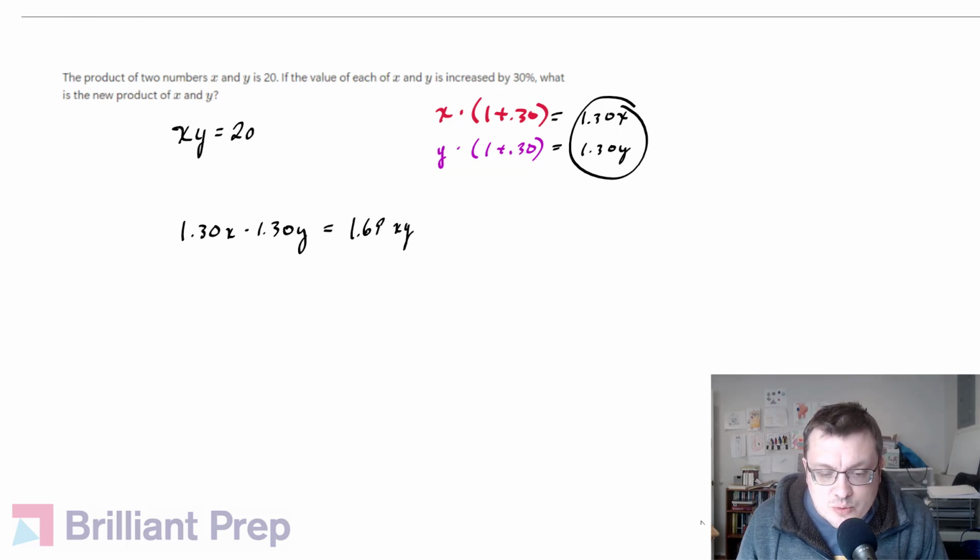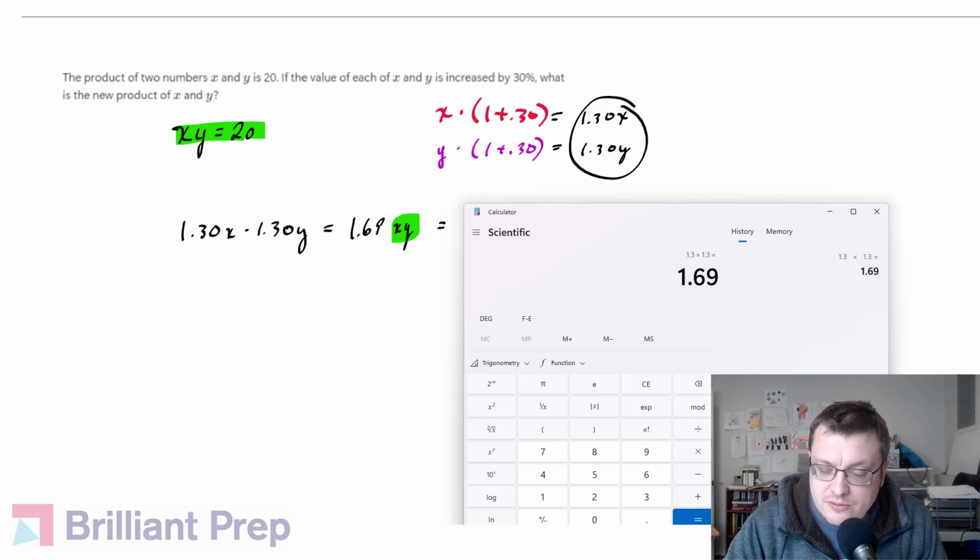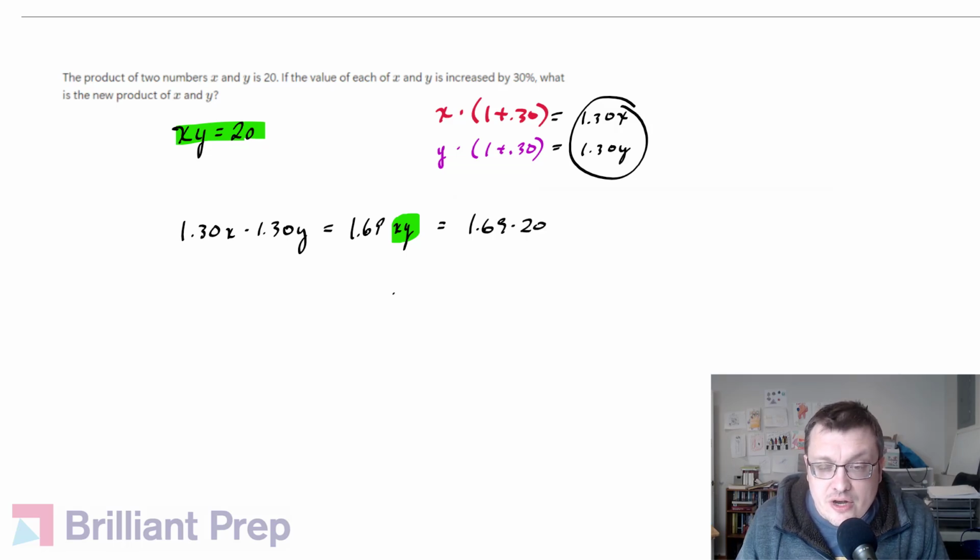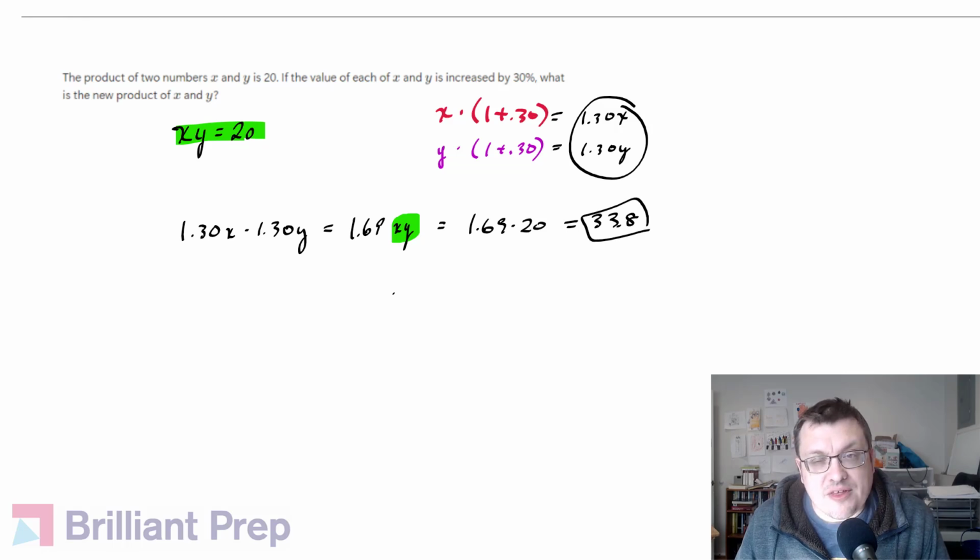So now think about this. We know what xy equals. We already know that the product of x and y individually is 20. So I can essentially make a quick substitution here. It's 1.69 times 20. And let's see what that's equal to. So times this by 20, and I get 33.8. And 33.8 would be the answer.